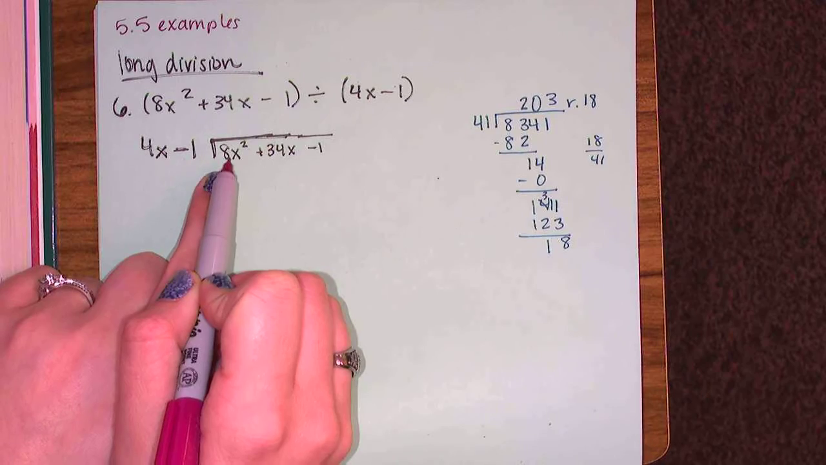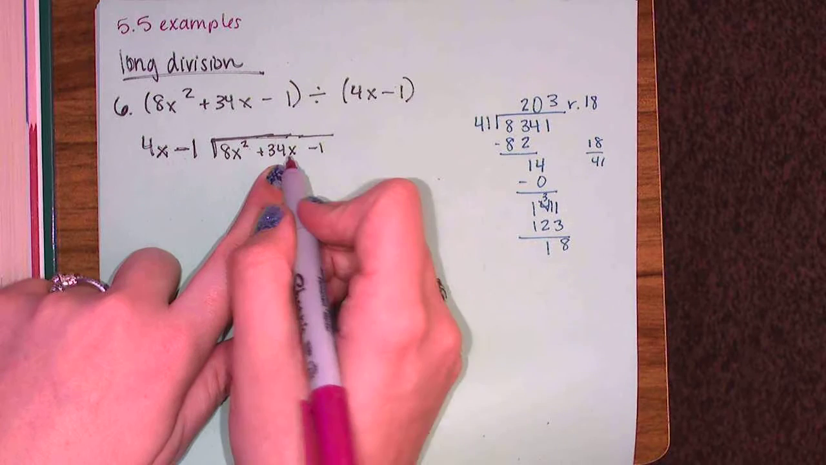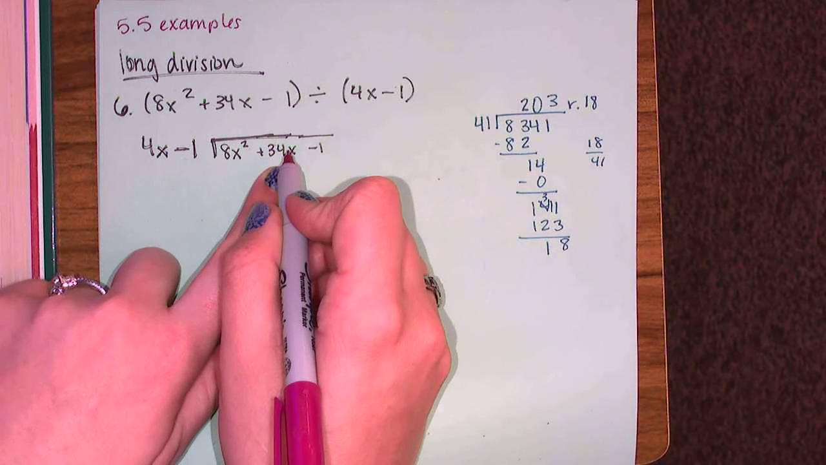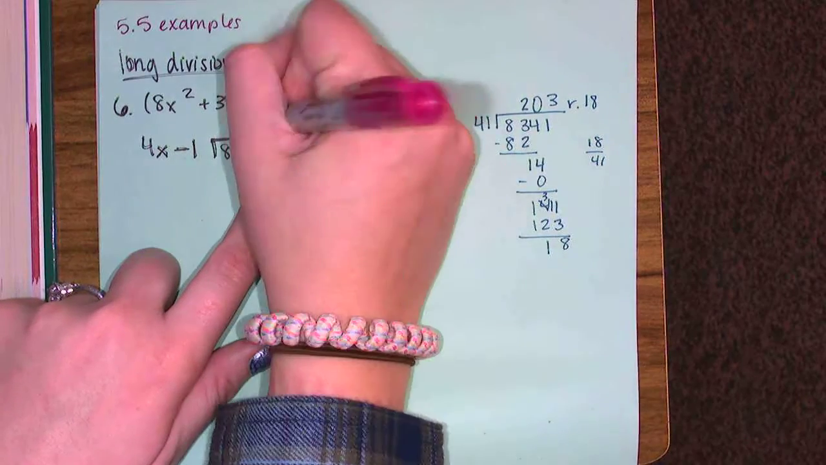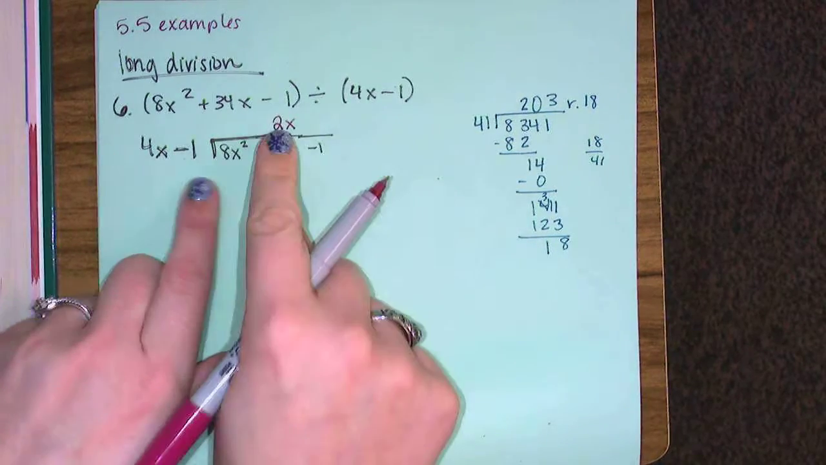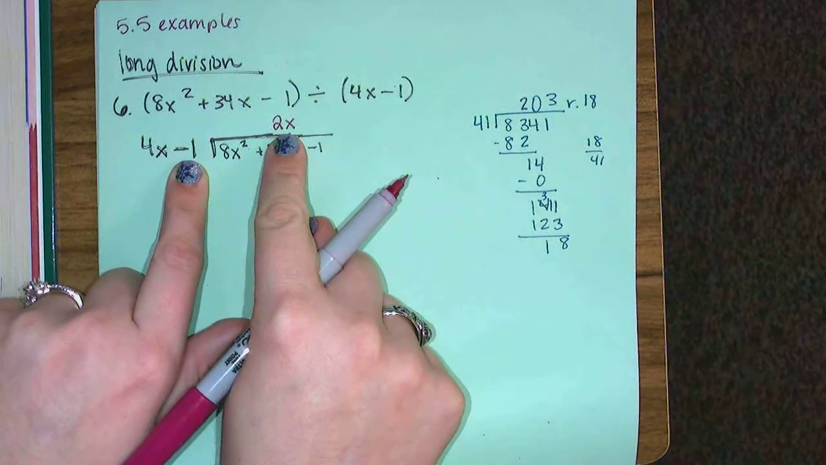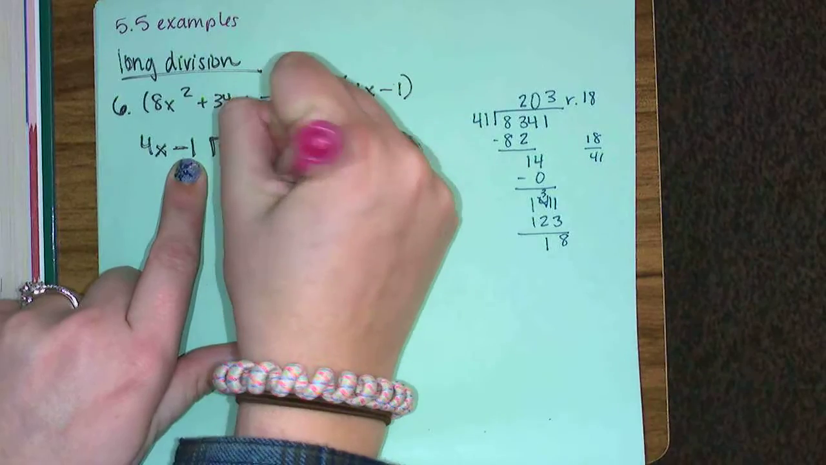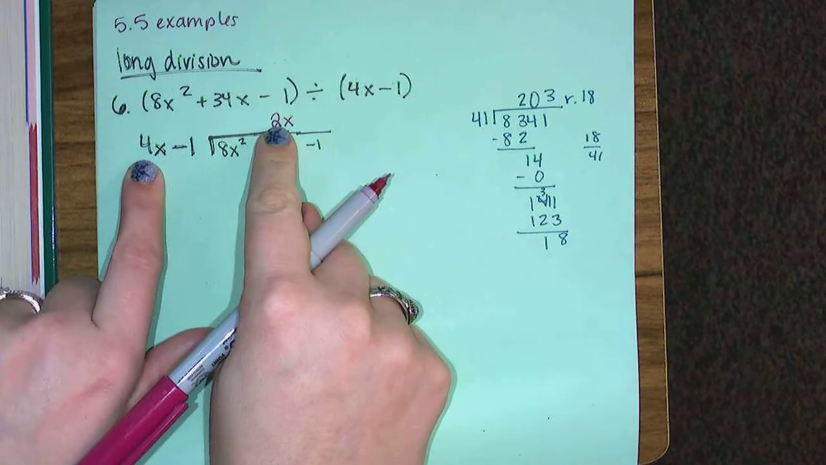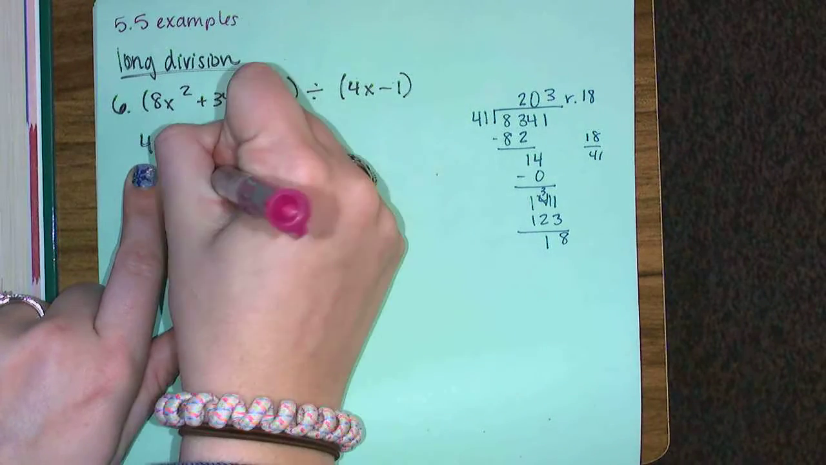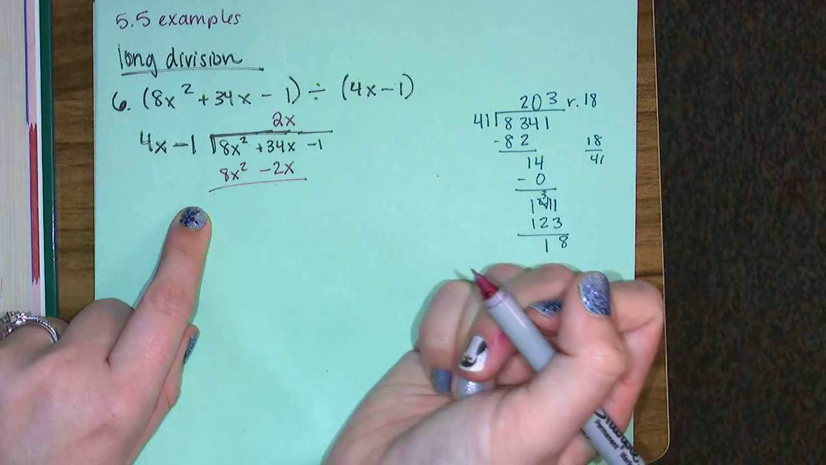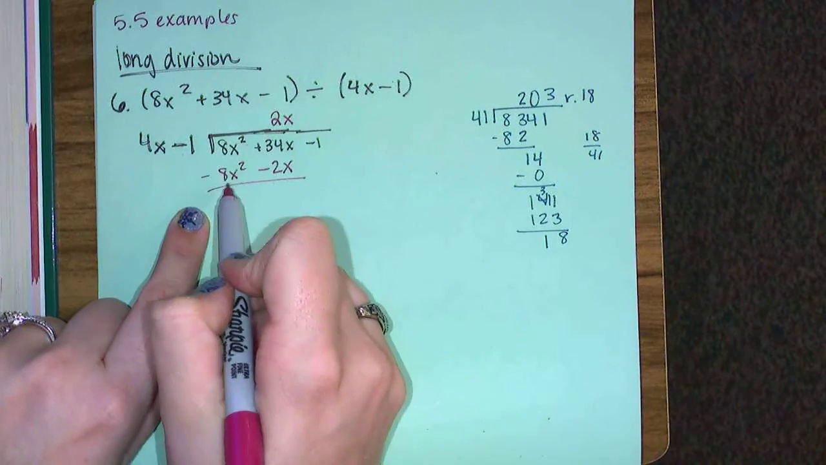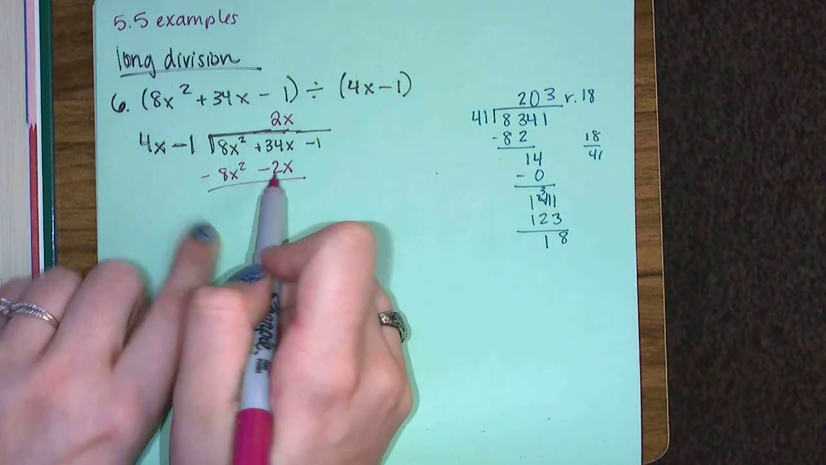But because I'm multiplying by an x term, I need to write it above the x term. It's not technically wrong if you don't, but it makes it so you don't mess stuff up. It just keeps you with where you are. So 2x times negative 1 is negative 2x. 2x times 4x is 8x squared. So now I just subtract this stuff. So these terms are going away. So 34x minus 2x is 32x.